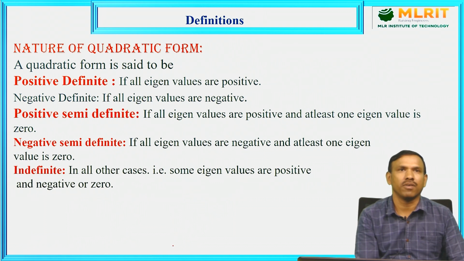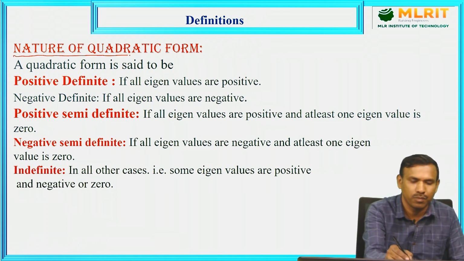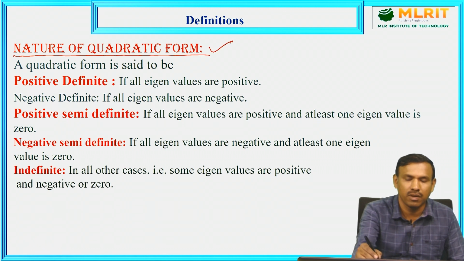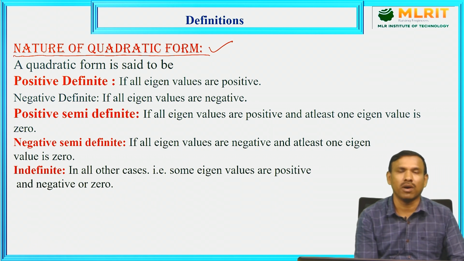Next, here we will discuss the nature of the quadratic form. One more property will be discussed, that is the nature of the quadratic form. A quadratic form is said to be positive, negative, or mixed, semi, all of that we have.